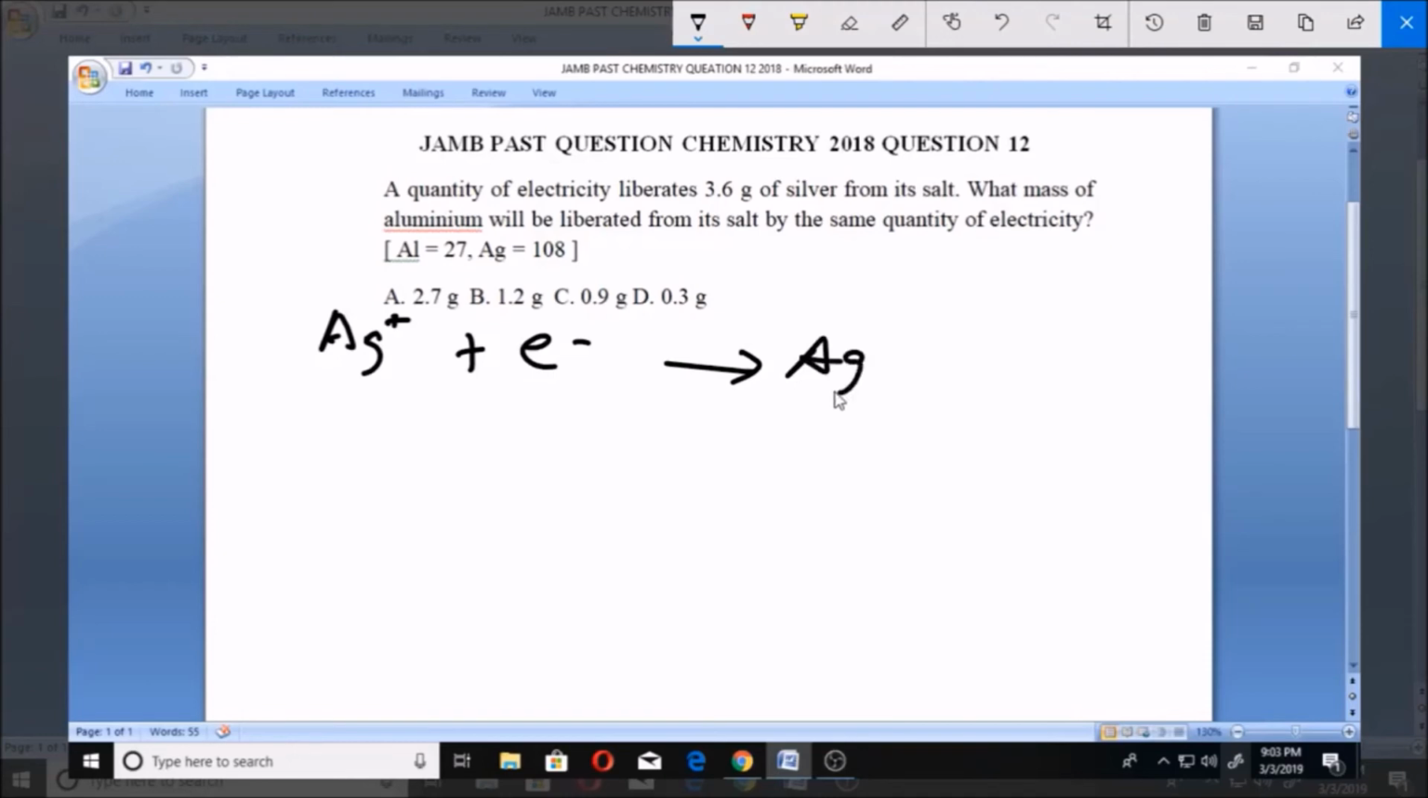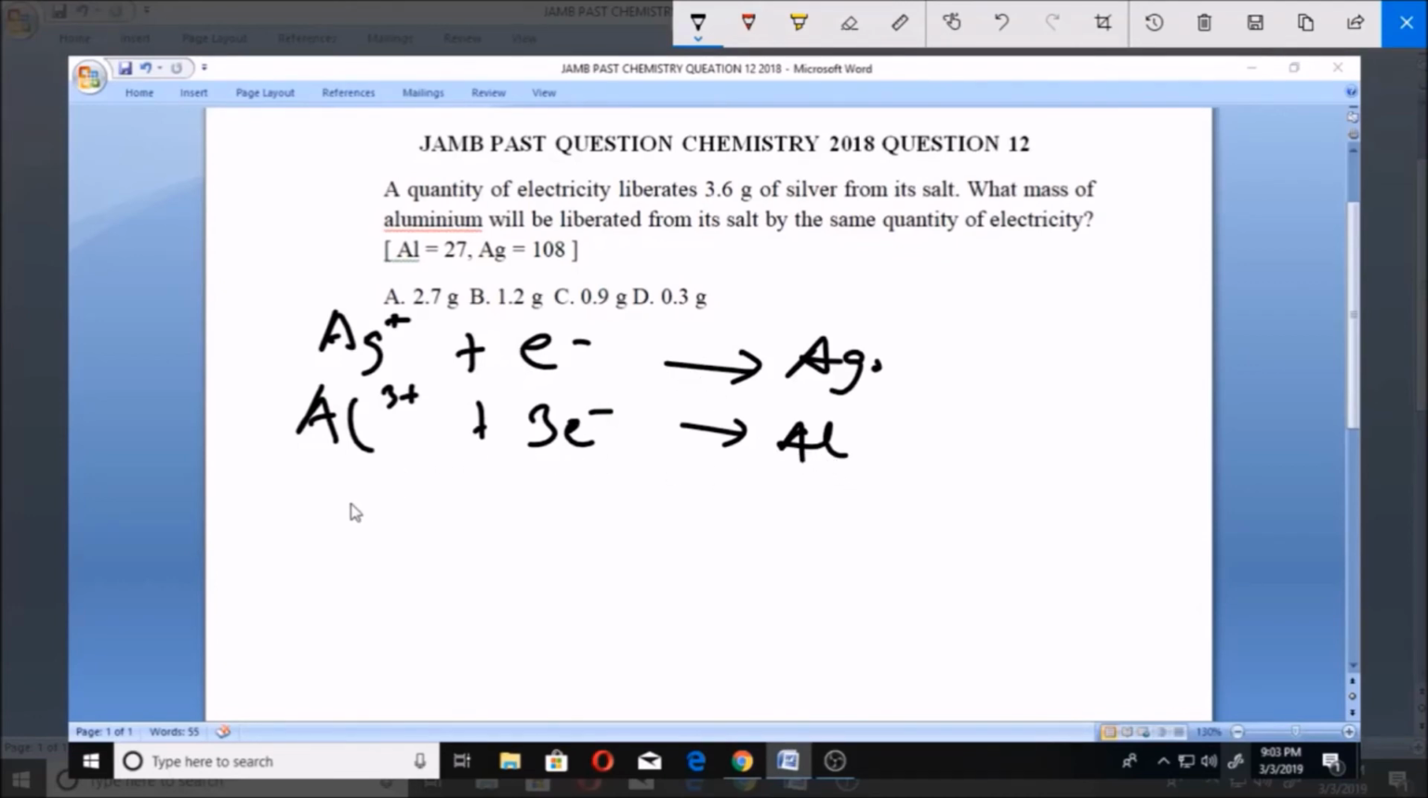Then you have your normal silver. So once there is this, you have the deposition of your silver, just one electron, so 1 mole of electrons in this case. But in aluminium, what do we have? Aluminium has 3 valence electrons, so we have aluminium 3 plus, so we actually have 3 moles of electrons in order for us to get our aluminium liberated. So if you want to liberate silver, you have just 1 mole of electrons. Here we have 3 to liberate aluminium.